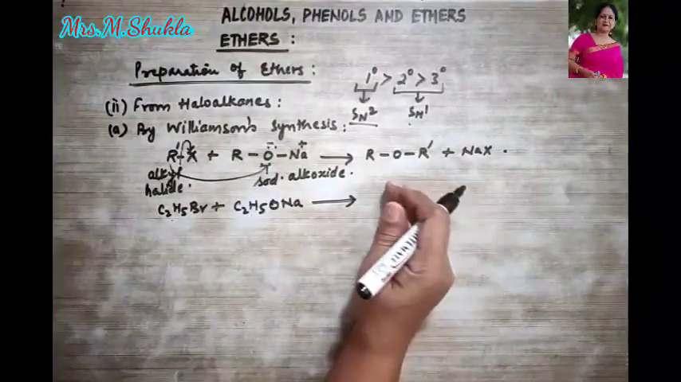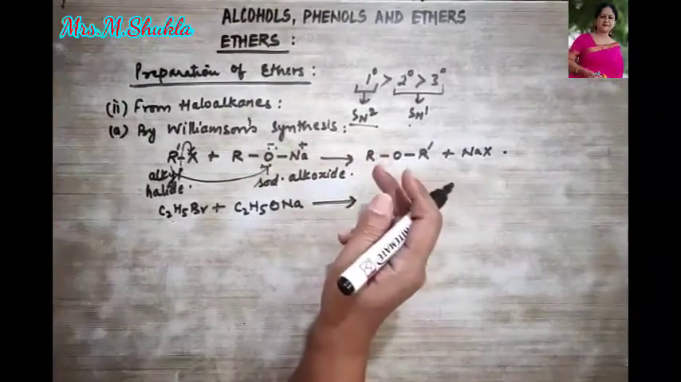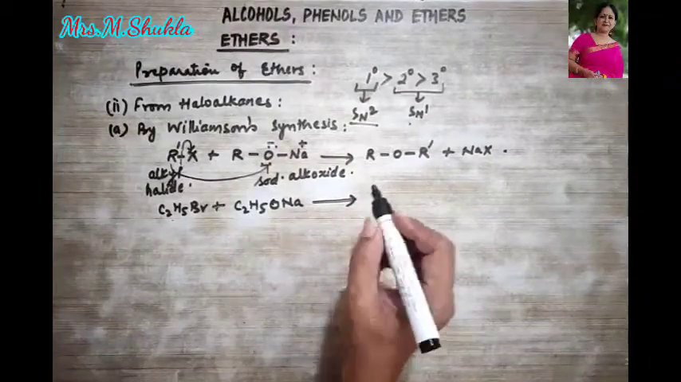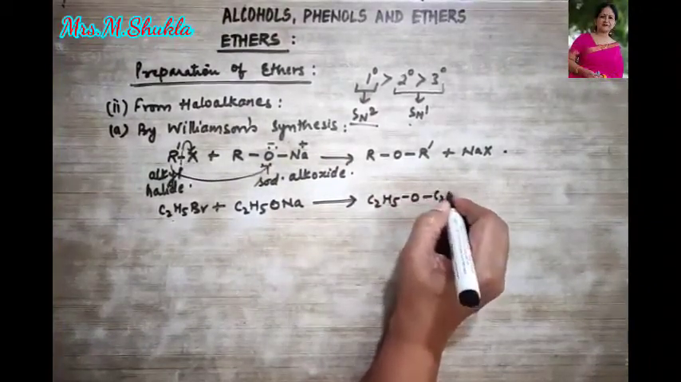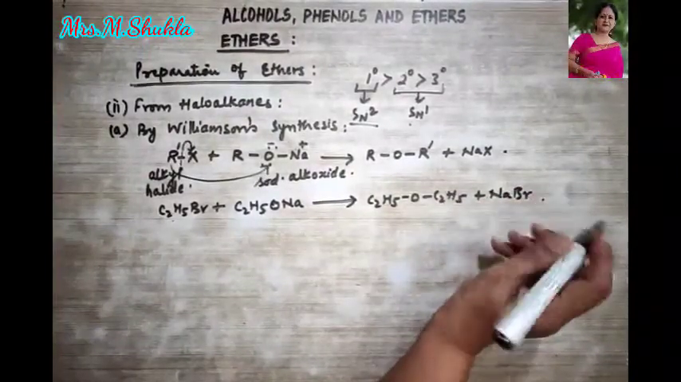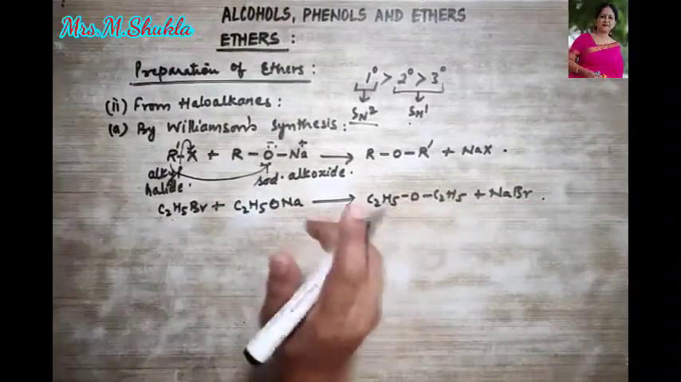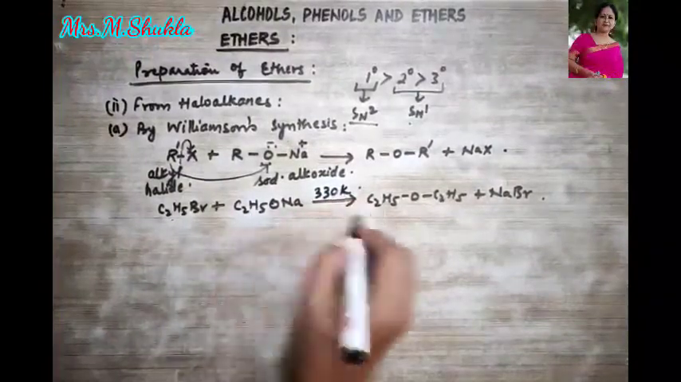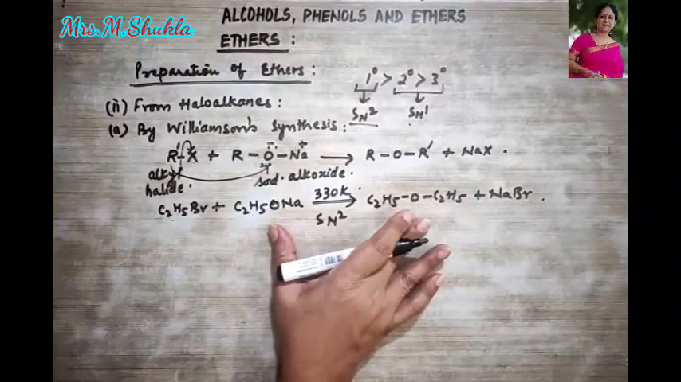So what did I tell you in the beginning? With the Williamson synthesis, we can prepare both mixed as well as simple ethers. So over here, first I am forming the simple ether. It forms C2H5OC2H5 plus NaBr. What kind of reaction is this? Firstly, this reaction takes place at 330 Kelvin, and this shows you SN2 mechanism.